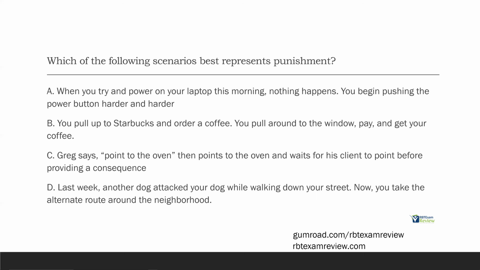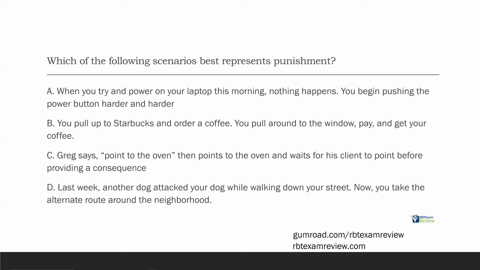Leaves us with D. Last week, another dog attacked your dog while walking down the street. Now you take the alternate route around the neighborhood. What happened in this question? You took one route walking your dog, got attacked. You take another, a different route now. Taking that first route has decreased. That dog attack did what? It punished you taking that route.